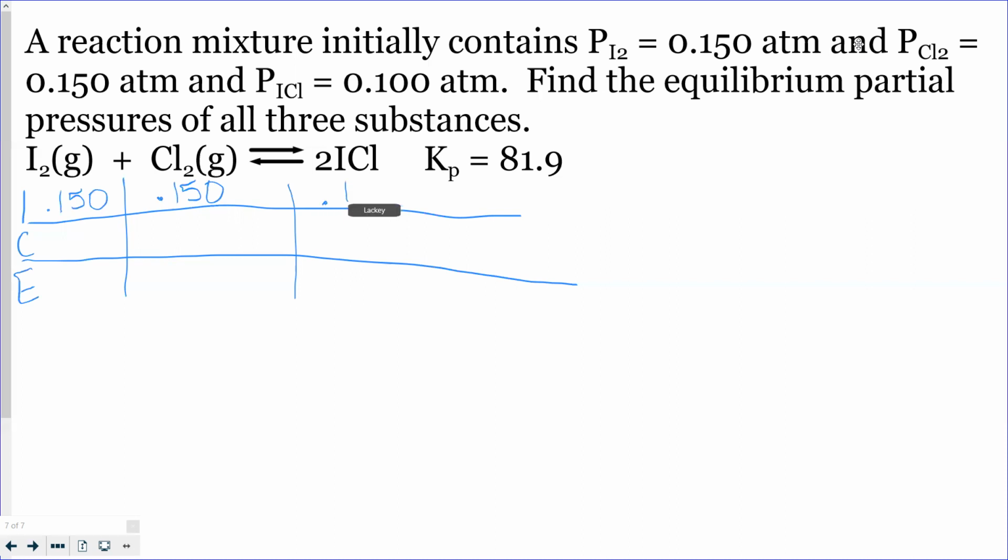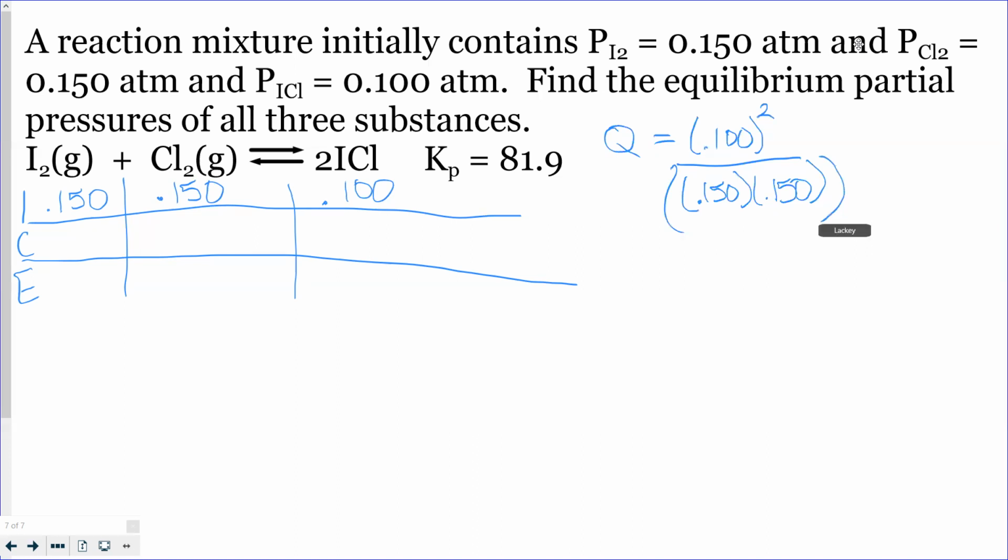Now here is similar to a problem we did in the first video where we have initial amounts for everything. We don't know how much to change by, so we don't know which side to add or subtract from, so we have to find Q. In finding Q, we take the pressure of our product, 0.100, squared, divided by the pressure of our reactants, 0.150 times 0.150. Remember, put those in their own parentheses whenever you're solving. So we get that our Q value is equal to 0.44.